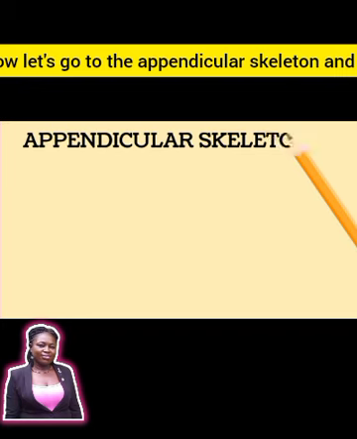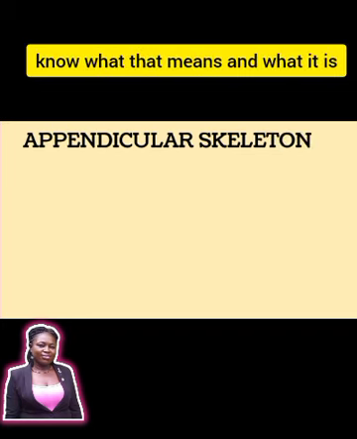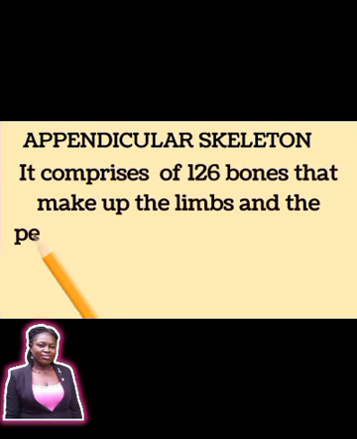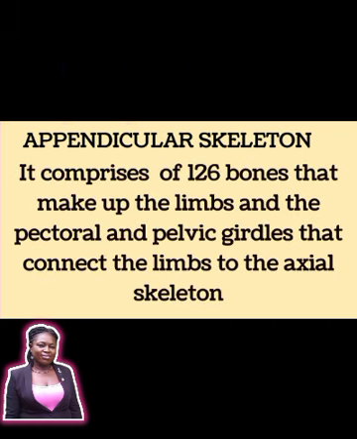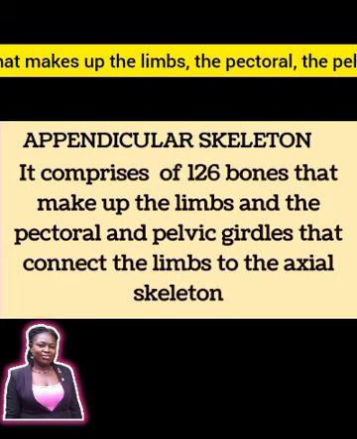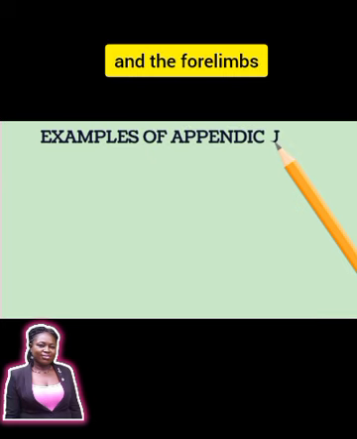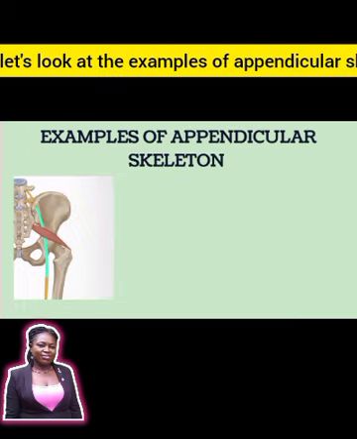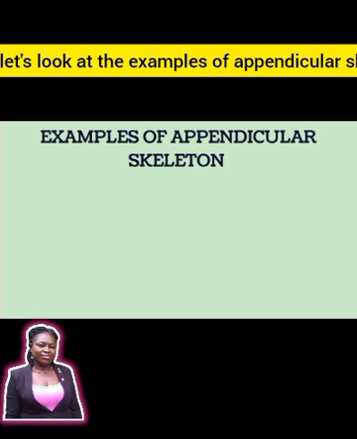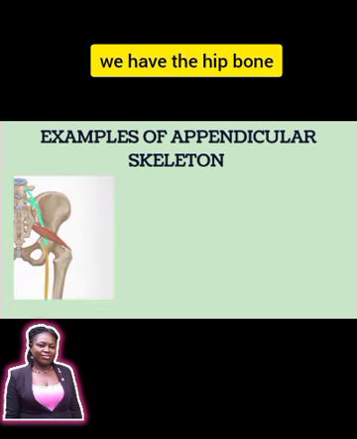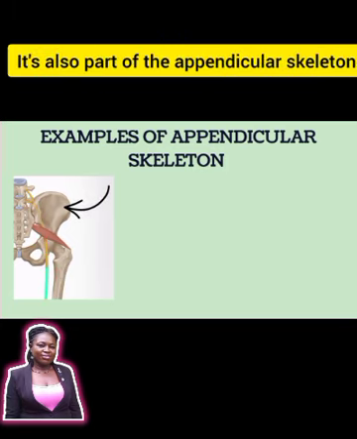Now let's go to the appendicular skeleton and let's know what that means and what it comprises. It comprises 126 bones that make up the limbs, the pectoral and the pelvic girdle that connect the hind limbs and the forelimbs. Now let's look at the examples of the appendicular skeleton. You can see from the image we have the hip bone, which is our pelvic girdle. We have our leg bone, which is also part of the appendicular skeleton.